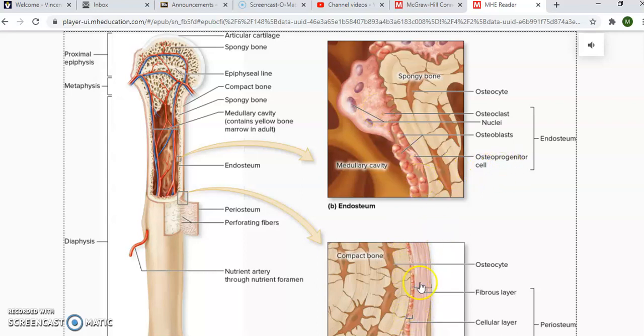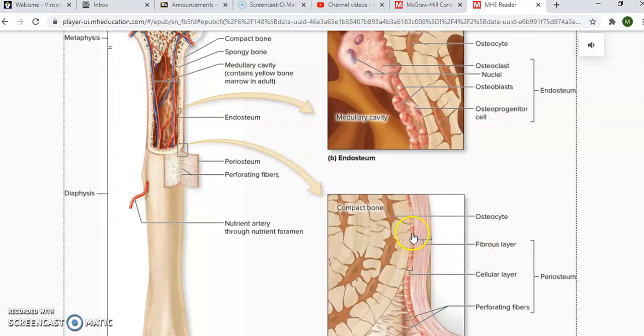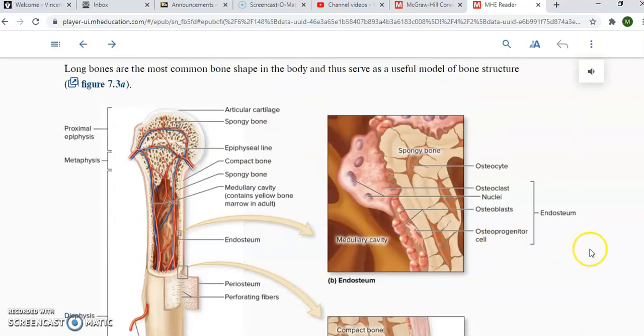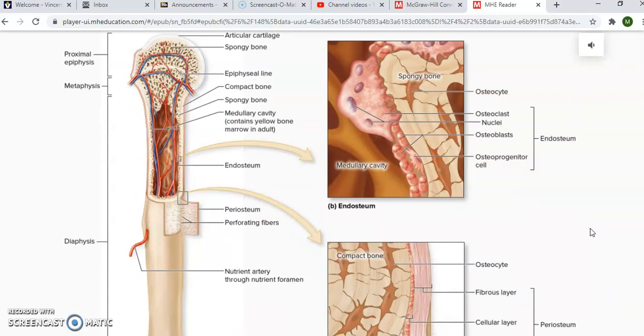So the osteoprogenitor cells, they don't really represent them well down here. They just call them the cell layer here. But they are also in the periosteum. So little osteoprogenitor cells, our first bone cell that we're going to talk about. You'll find them in the endosteum, and you will find them in the periosteum. And this is where they're showing an osteoprogenitor cell.